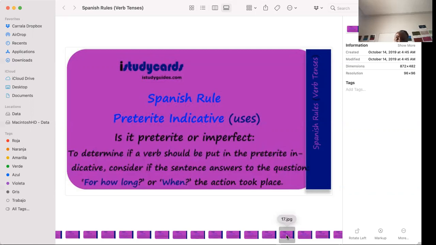So how do you tell whether a verb is the preterite or imperfect? To determine if a verb should be placed in the preterite indicative, or simple past tense, consider if the sentence answers the question of how long or when the action took place. So when you're talking about the preterite, you're not talking about the action per se, you're talking about time.